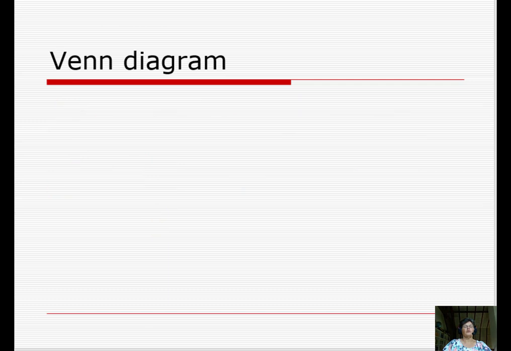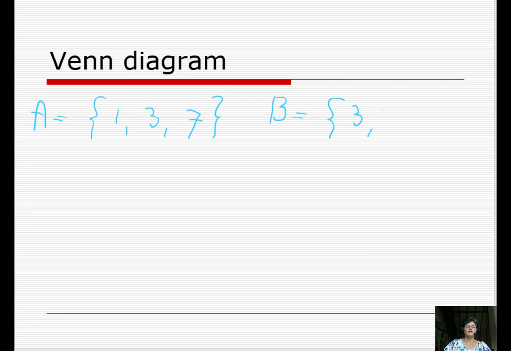If we look at more sets, then there is also a way of describing them with the help of a Venn diagram. So to give you an example, let's say we have set A containing the numbers 1, 3, 7. And we have set B containing the numbers 3, 8, 12. And let's say the universe is all natural numbers, N.